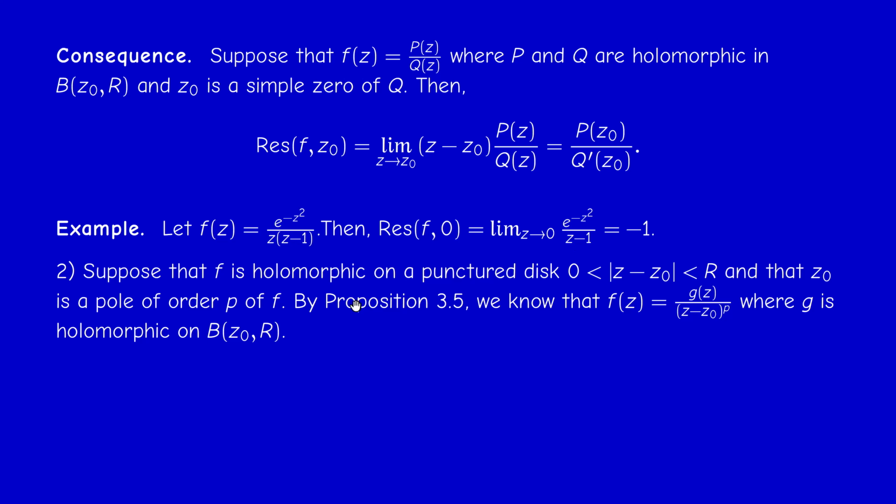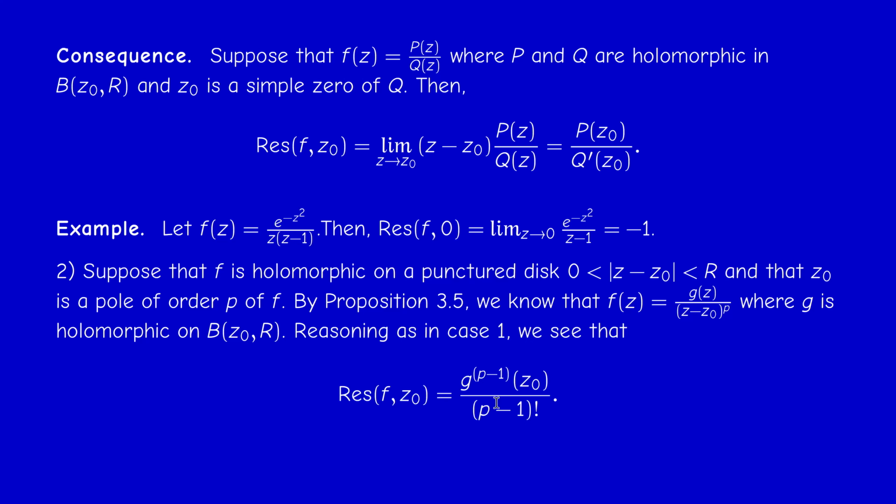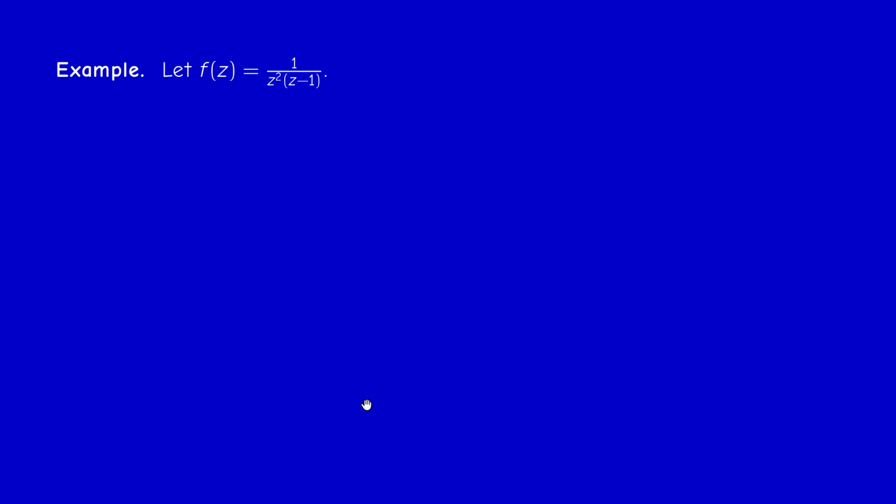Now, what if z0 is a pole of order p? Then we have to multiply by (z minus z0)^p and then differentiate. So the rule is that when z0 is a pole of order p, you have to multiply by (z minus z0)^p and differentiate p minus 1 times. You'll get the residue. And I'll give an illustration now.